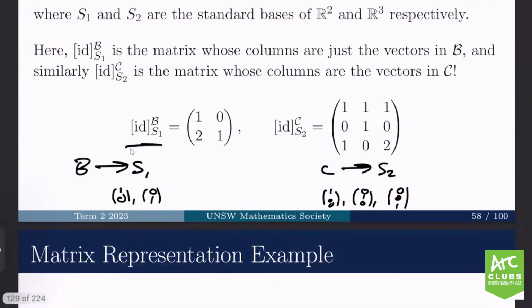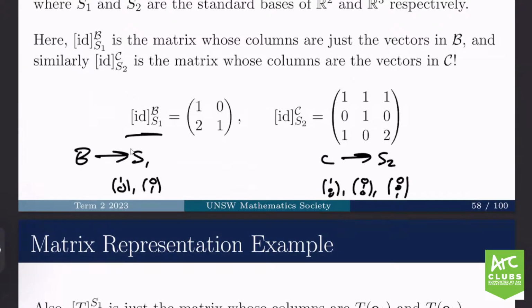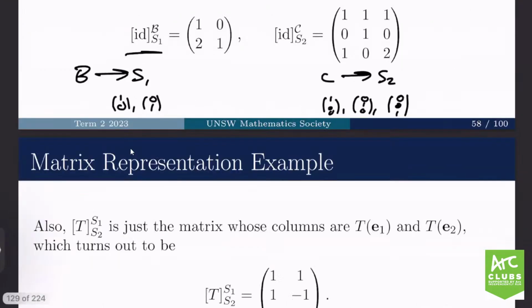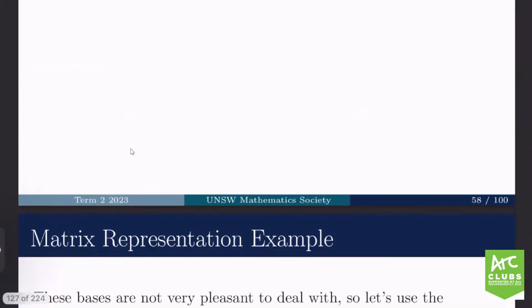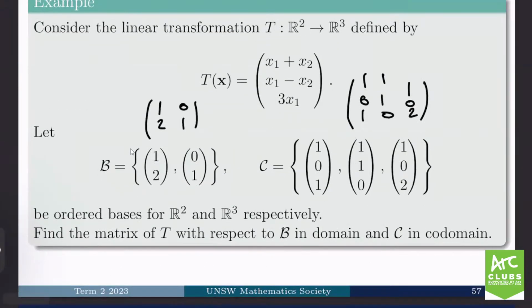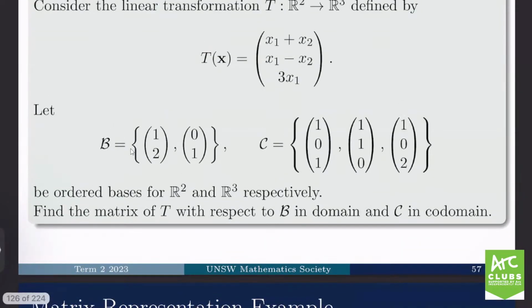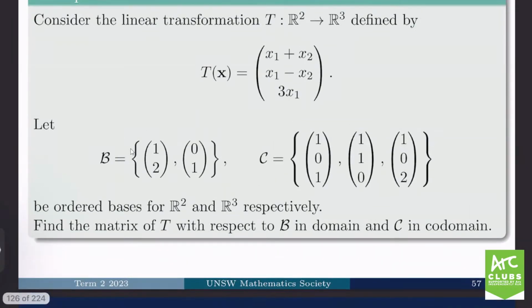And now these will be matrices that convert basis B to standard basis, basis C to standard basis. Now I need to find the matrix that represents this linear transformation, okay? In order to do that, it's fairly straightforward because I'm only doing it with respect to the standard basis. And now it just becomes a matter of saying, okay, where does the first basis vector go and where does the second basis vector go?